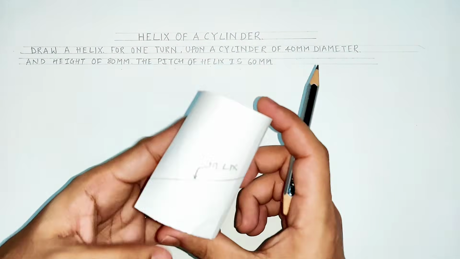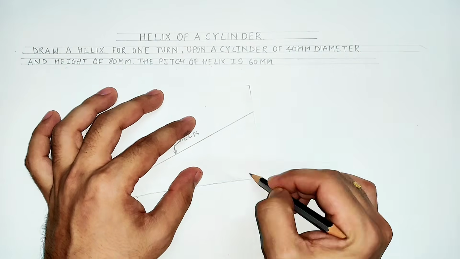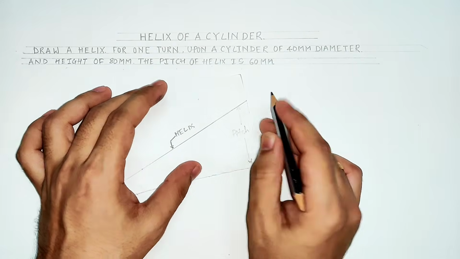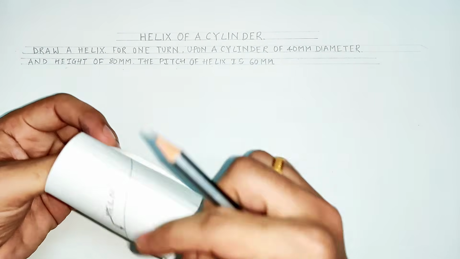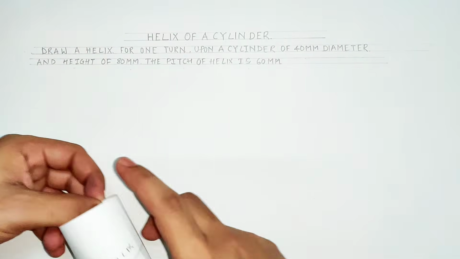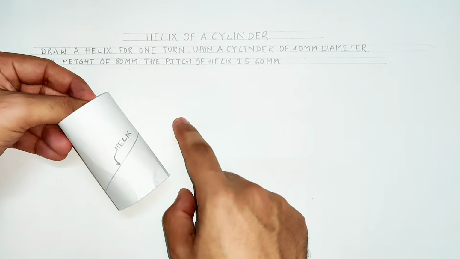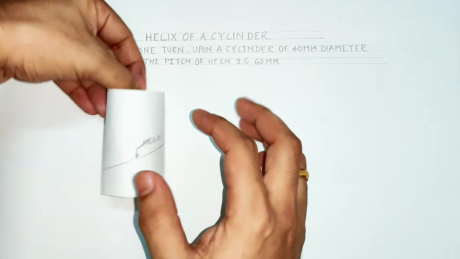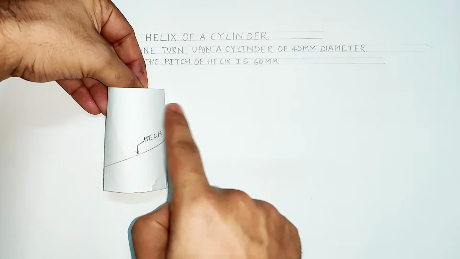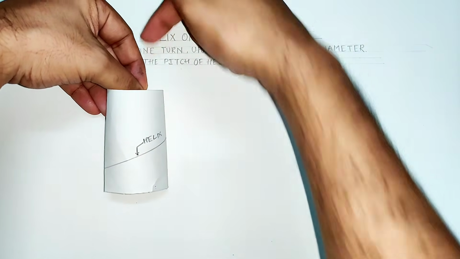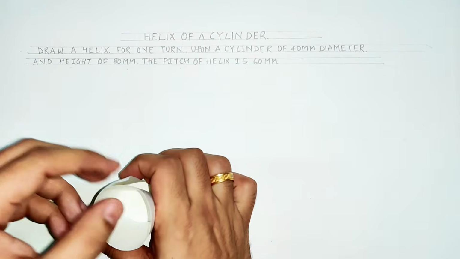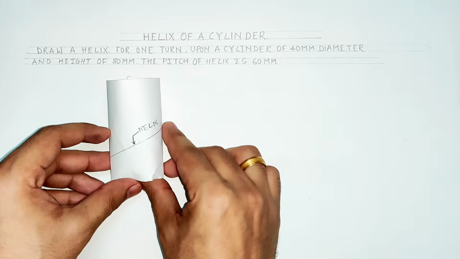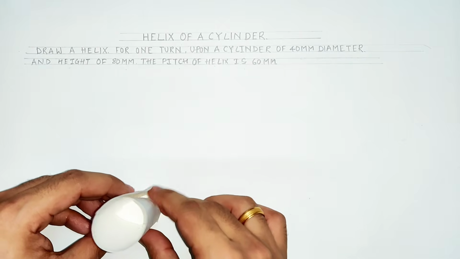Now we will understand what a pitch is. This height which you see, the line which has been drawn, that height is called the pitch. So on the cylinder, this curve is the helix. Now to draw the actual solution, if we look from the front side of a cylinder, it looks like a rectangular shape. And when you look from the top side, it looks like a circle. So the front view of a cylinder is a rectangle and the top view is a circle.